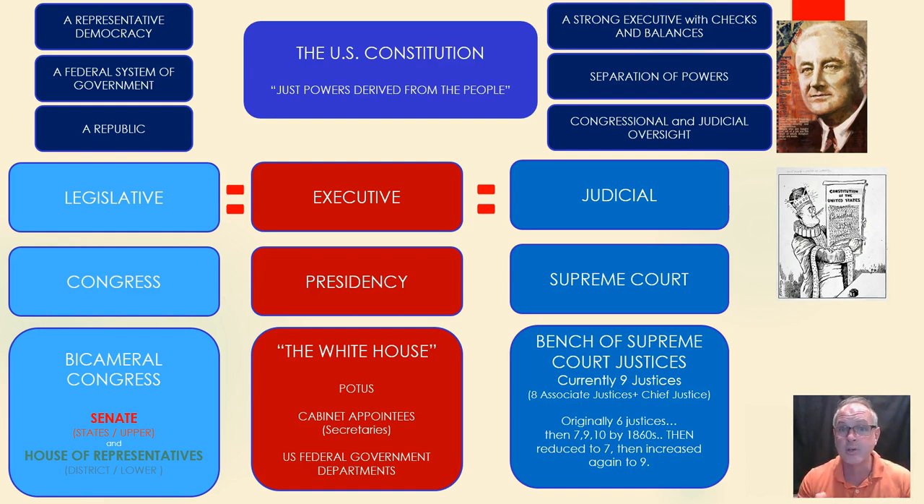It helps to have an uneven number so you don't have drawn votes when the judges make their decisions. They are 8 associate justices and 1 chief justice of the Supreme Court. Back in 1776 or thereabouts, there were 6 justices, 7, then 9, then 10 by the 1860s. Then they were reduced to 7 and again increased to 9. We're currently at 9.